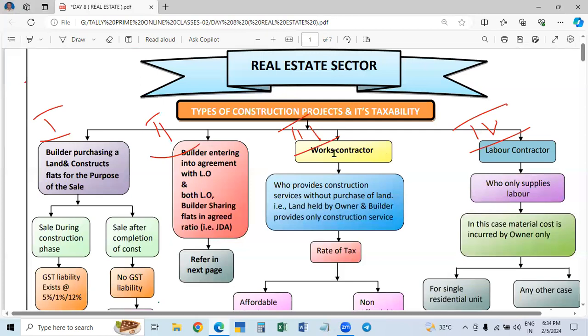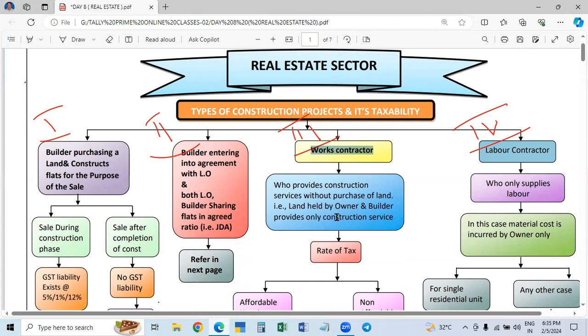Now we will come to the third one and the fourth one. The third one is works contractor. In this case, he is purchasing the land and constructing. In the earlier case, both enter into an agreement, TDR or JDA. But here, the builder will not purchase the land, and the landowner also will not enter into a joint development agreement.